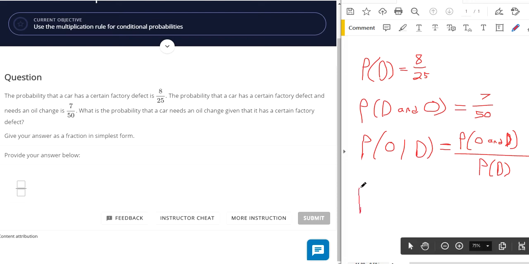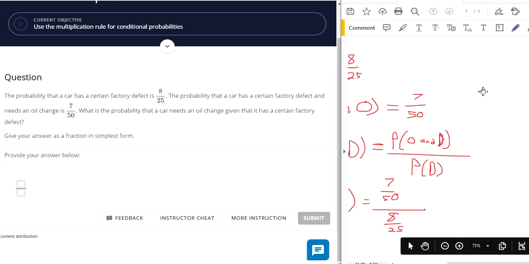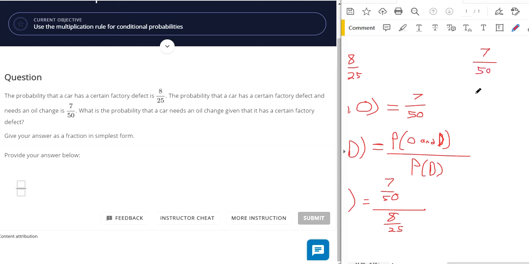But to find the answer they're looking for, the probability of an oil change, given that it has a certain defect, it's the probability of both of them, 7 out of 50, divided by the probability of the defect, 8 out of 25. That's something we can take off to the side here and do some fraction work. 7 out of 50 divided by, here's just another way of writing it, divide by 8 out of 25.